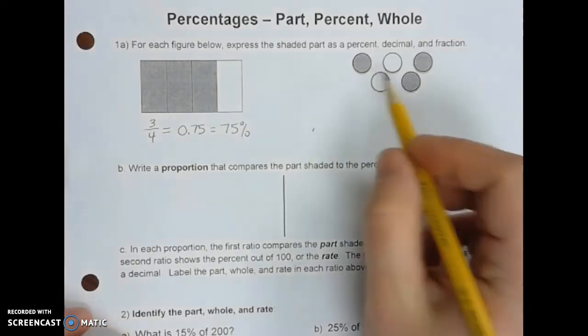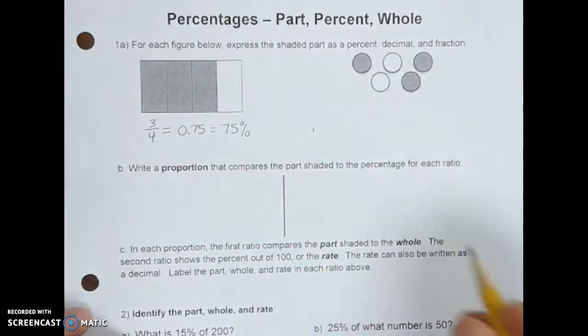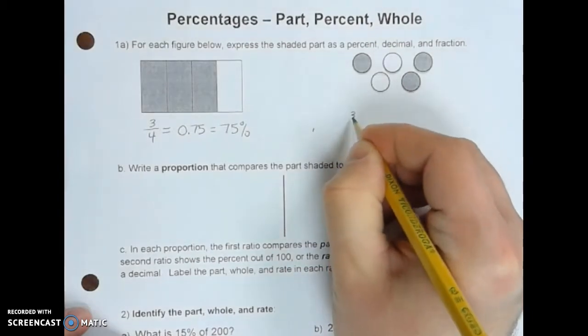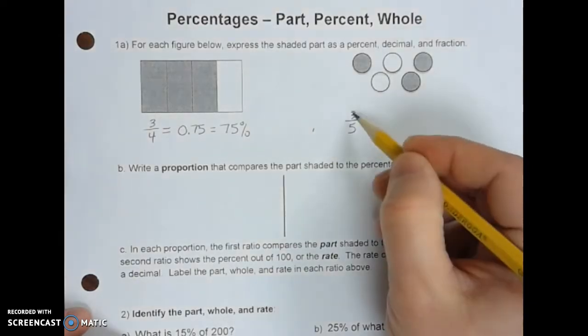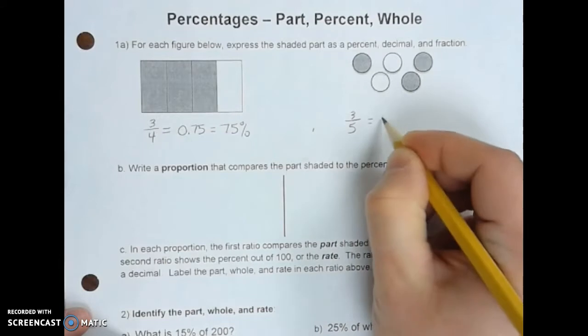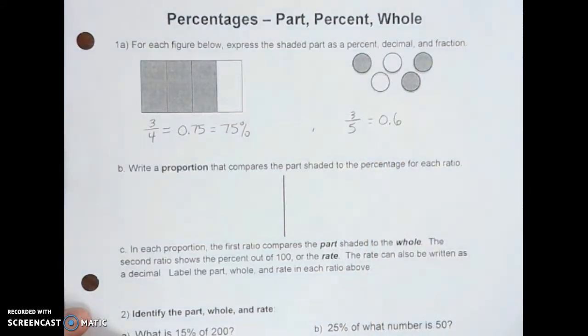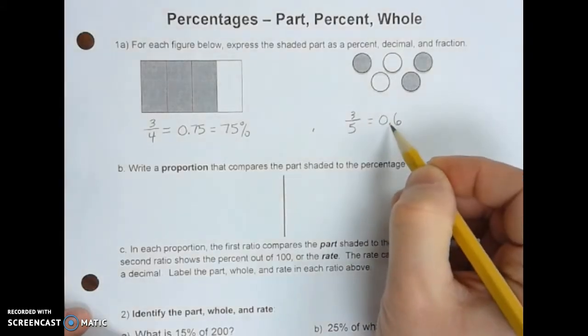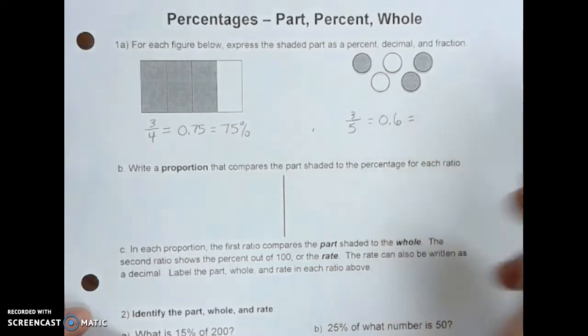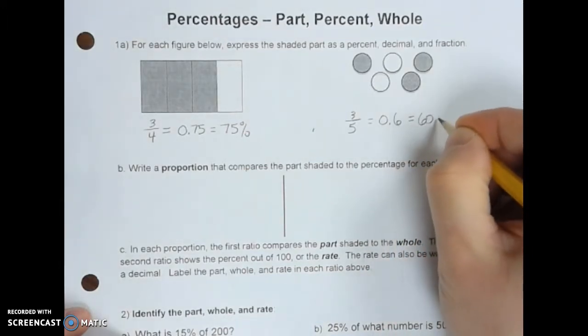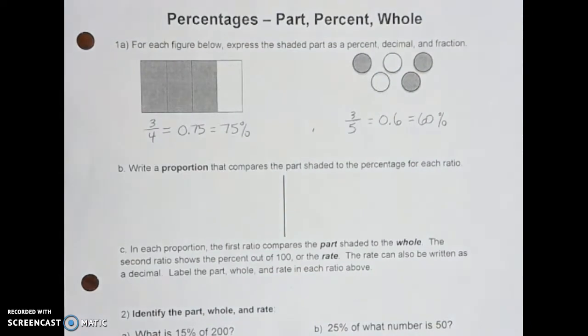In the second figure, I have 5 circles, and 3 of them have been shaded in, so as a fraction, 3/5 of the picture has been shaded in. When you turn 3/5 into a decimal, 3 divided by 5 is equal to 6/10. And then when you turn 6/10 into a percentage, multiply this number by 100, move the decimal to the right twice, once, twice. That's going to be equivalent to 60%. So 60% of the figure has been shaded in.